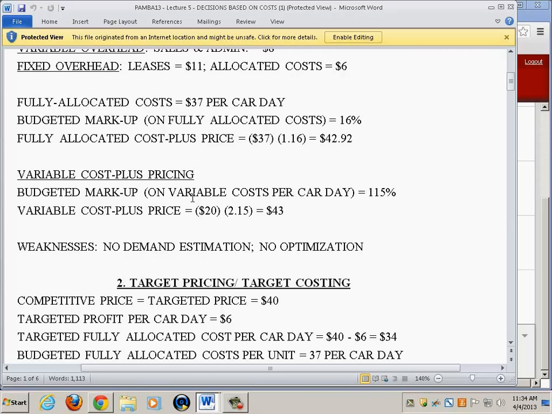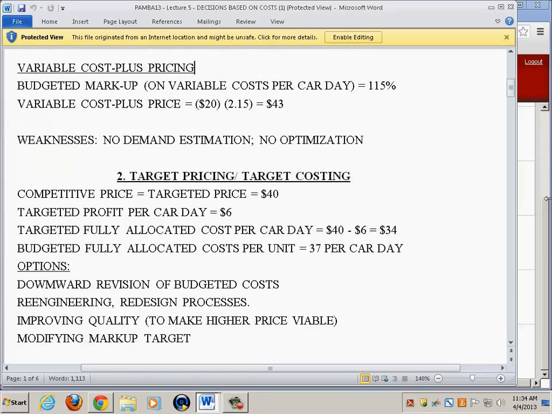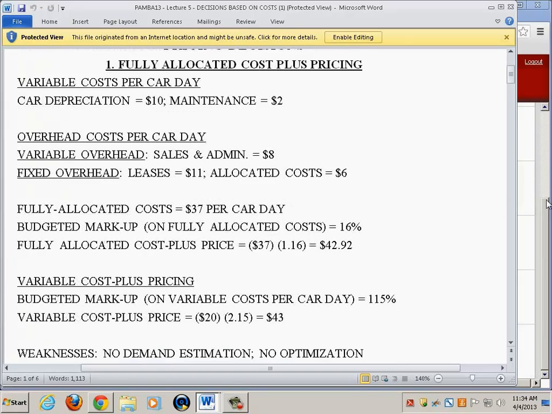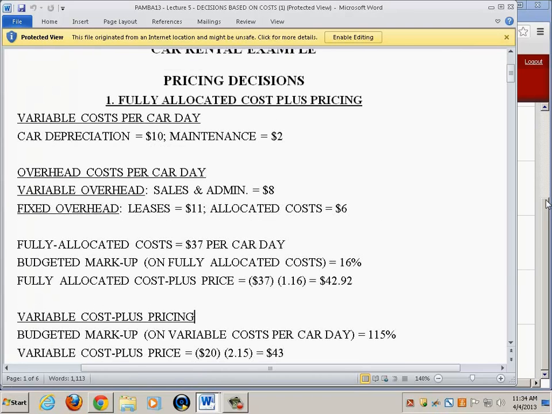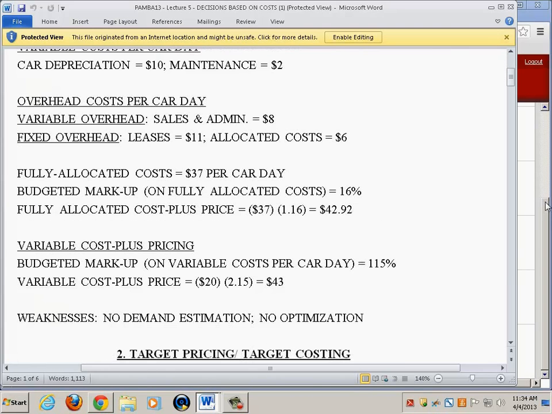Okay, any questions or comments on cost plus pricing? Okay, still, cost plus pricing is simple and it's commonly used. And in many contracts, including if you do work for government contracts, they want prices based on cost plus. So in spite of the weaknesses, it is a method that is commonly used.